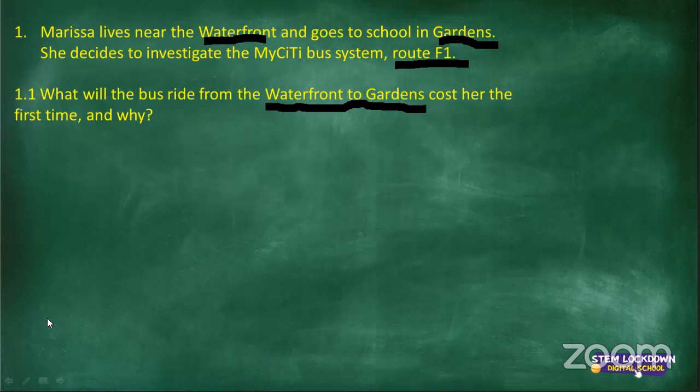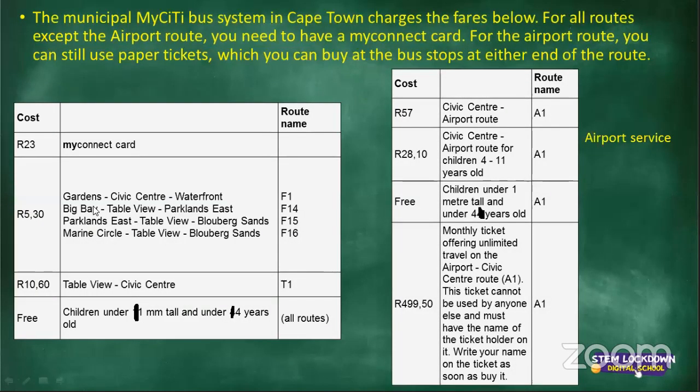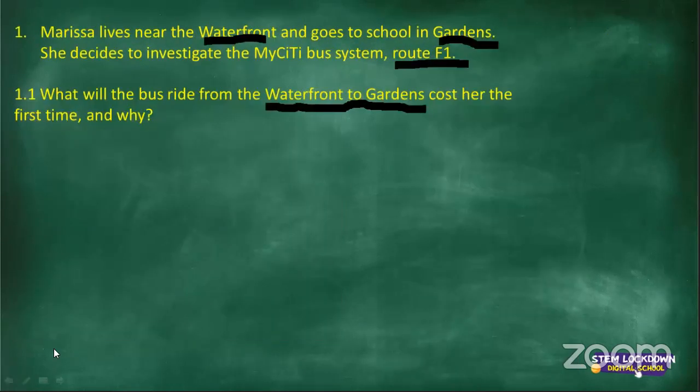And we want to know how much it will cost her. Let's look at this side. Gardens here, passing by Civic Centre to waterfront. This is route F1 there. We are indicating route F1 here. So for this route, it's showing us that it's going to be 5 rands 30. So that is route F1. This is the first time she will be using the service, right? So we've seen route F1 is 5 rands 30.